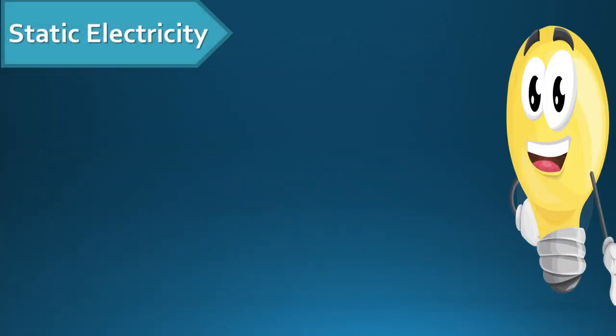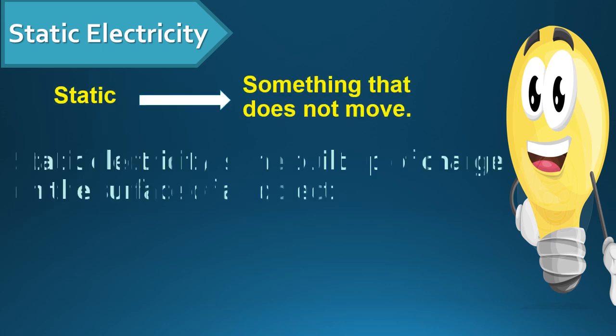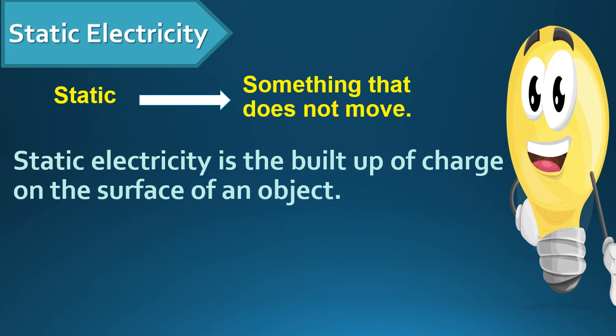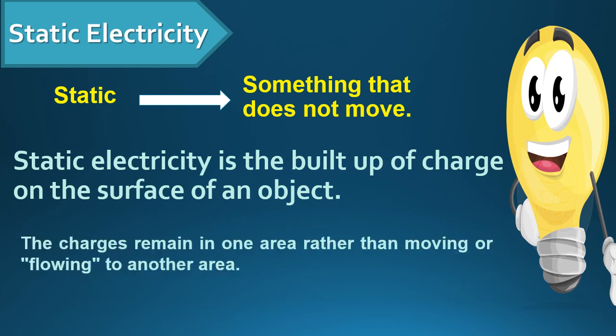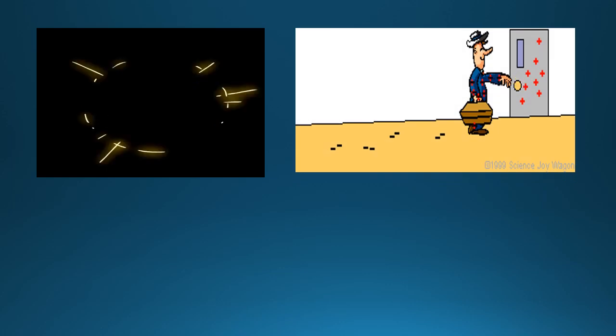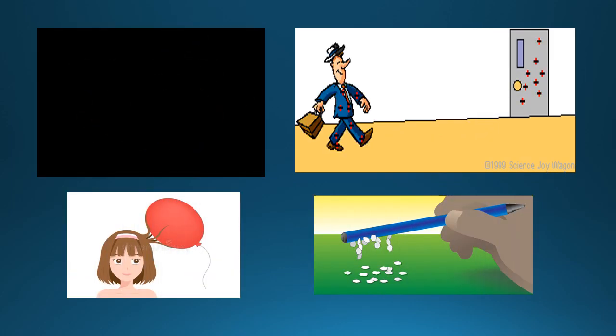In today's lecture, we will see what static electricity is. Static means something that doesn't move. Static electricity is the buildup of charge on the surface of an object. This electricity is called static because the charges remain in one area rather than moving or flowing to another area. Static electricity results in sparks, shocks, and clinging of objects.